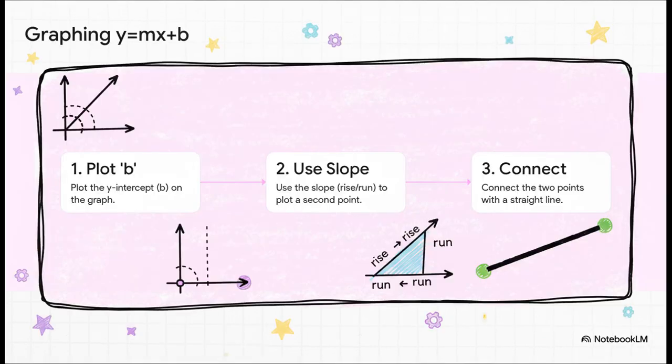And drawing this on a graph? Super easy. It's just 3 steps. Step 1, put a dot on your starting point, b, on that vertical axis. Step 2, from that dot, use your slope, remember, rise over run, to find a second dot. And step 3, just connect the dots with a straight line. Boom, you've just drawn the entire story.